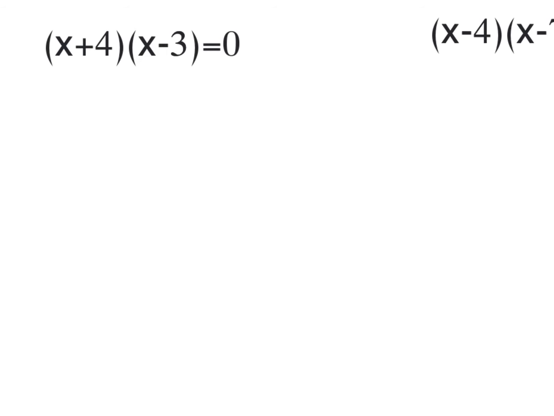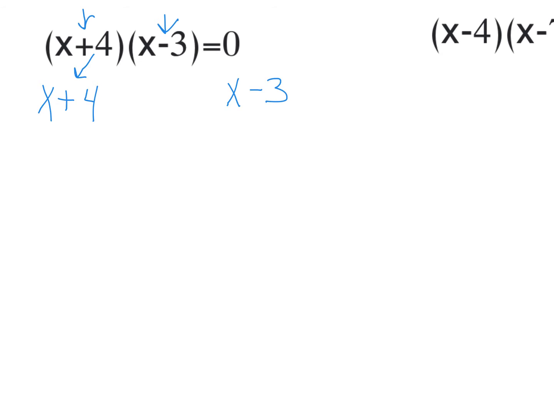Now, knowing that one of these pieces has to be 0, either this one is 0 or this one is 0, I have to figure out which one of these pieces is 0, or what would give 0 in those parentheses. In order to do that, it's really quite simple. All we're going to do is take our two pieces in the parentheses, so here x plus 4 and x minus 3.